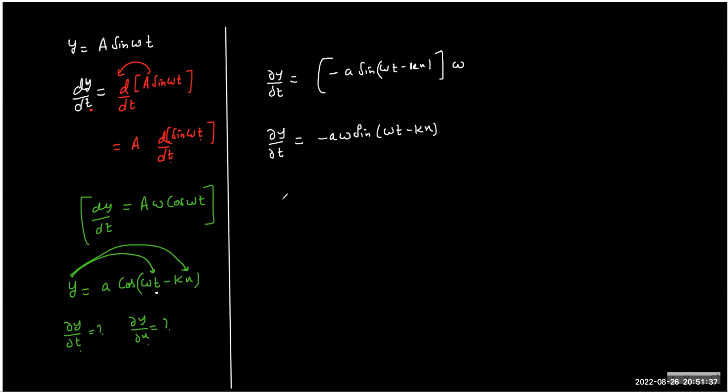Can you now do it for the other part, del y by del x? Tell me. Yes, Siddhant, what is the answer now? A k sine omega t minus kx. Yeah, so ak will come and the rest will be the same. And it will come plus because minus k will come outside, right? The factor is minus k, it's not k. Okay.